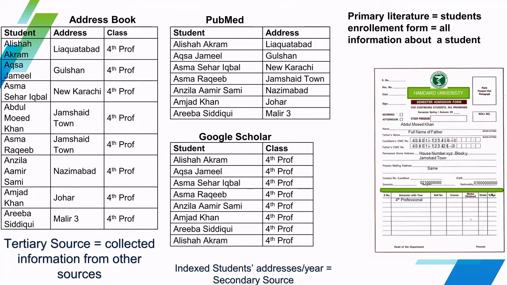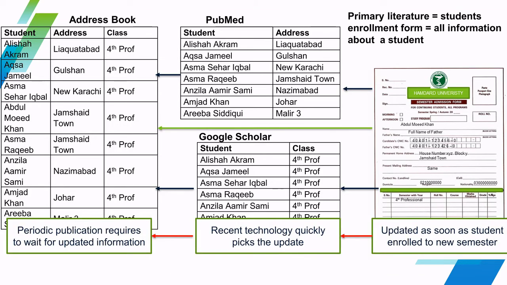You can see that there is an address book of students which has collected two types of information about a few students from two secondary sources. One of these sources provides information about address and the other provides information about current year of enrollment of students. The actual source of information is the students' semester enrollment form. Now you can understand the flow of information and some of the advantages and disadvantages associated with each type of literature.